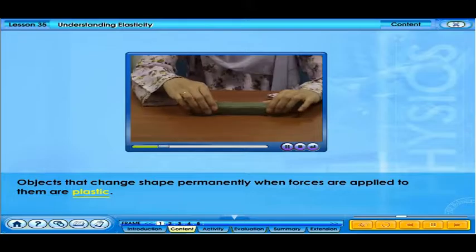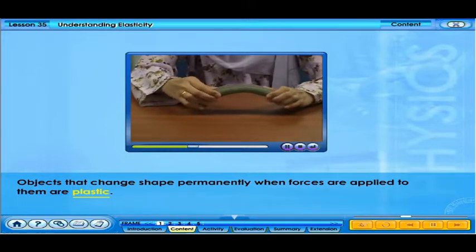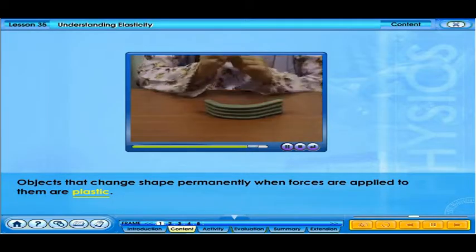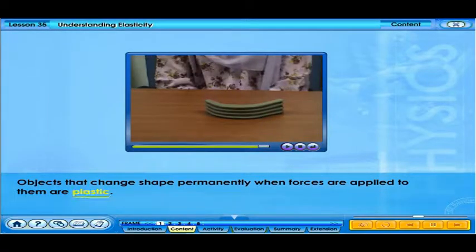Other objects like plasticine are not resilient. They change shape permanently when forces are applied to them. They are plastic. Name other objects or materials that are plastic.